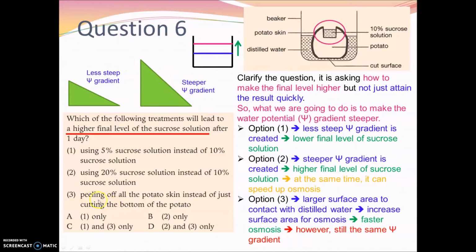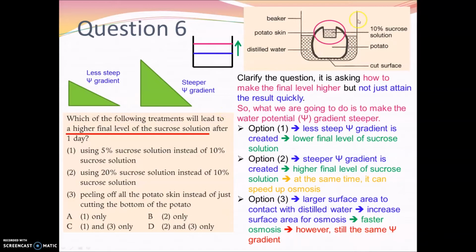And then option 3, peeling off all the potato skin instead of just cutting the bottom. So that means it will increase the surface area to keep contact with the distilled water. Yes, it's correct, and it will increase the surface area for osmosis. Yes, it's correct. But it's only making the osmosis rate higher, a faster osmosis. But actually, that's not what we want.